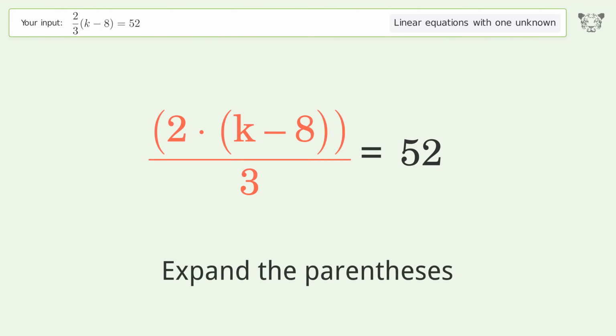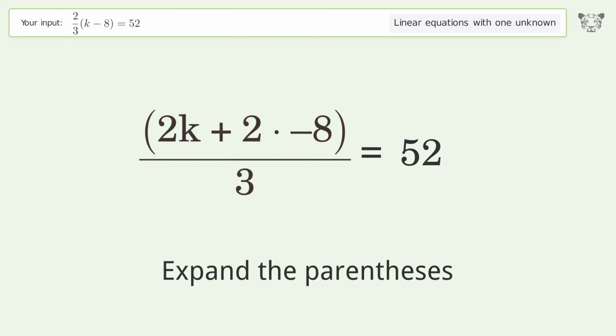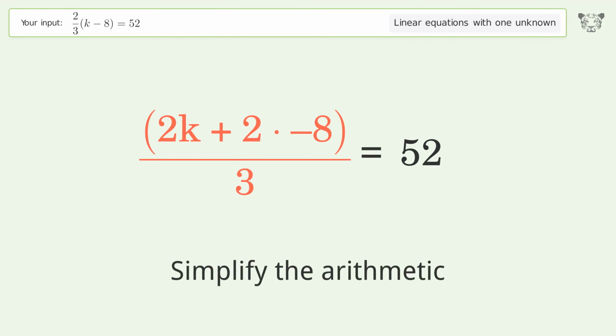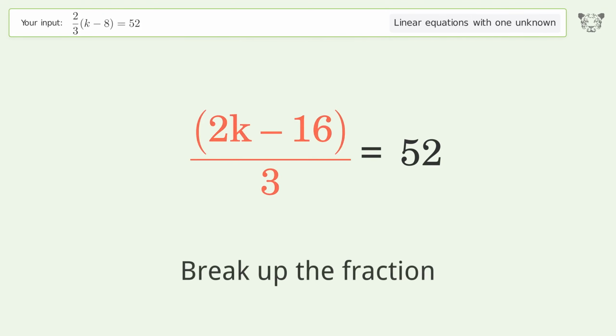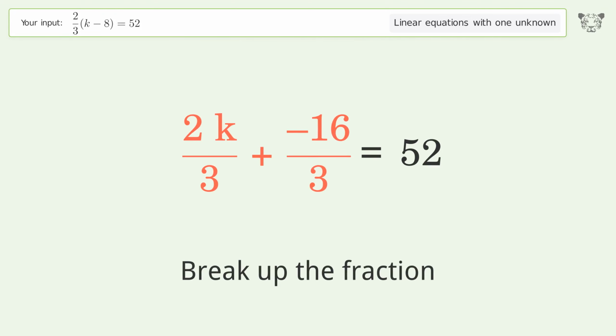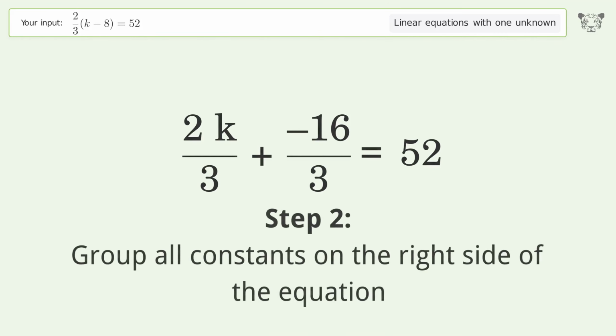Expand the parentheses. Simplify the arithmetic. Break up the fraction. Group all constants on the right side of the equation.